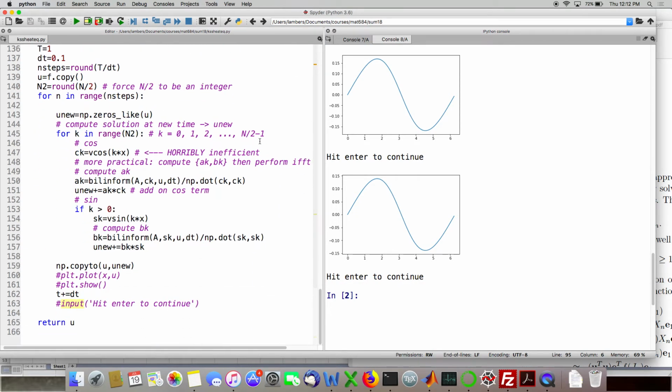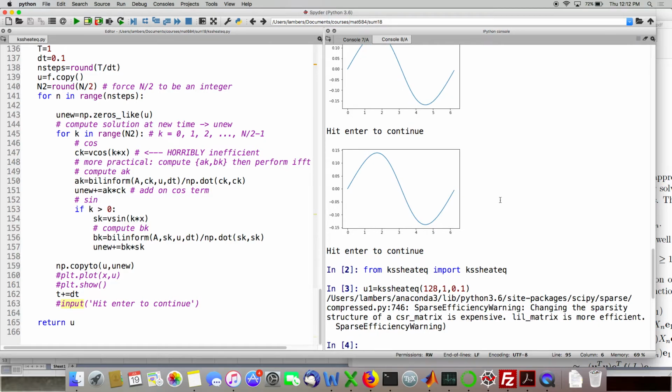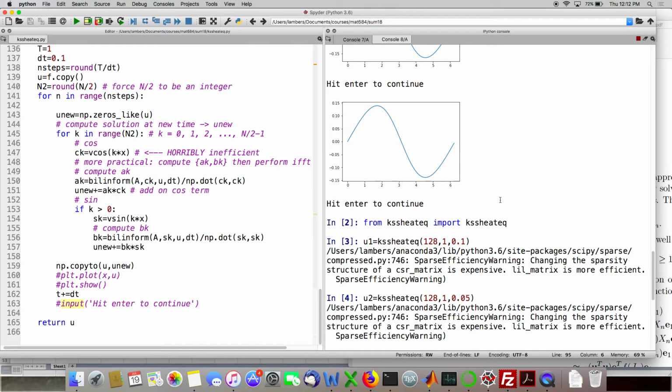All right, so now what I can do is use the name of my file, KSS heat equation, which is also the name of my function. Okay, so now I can compute a few solutions. I'll use the same number of grid points, same final time, but I'll use smaller values of delta t. So like 0.1, I'll just keep cutting it in half.